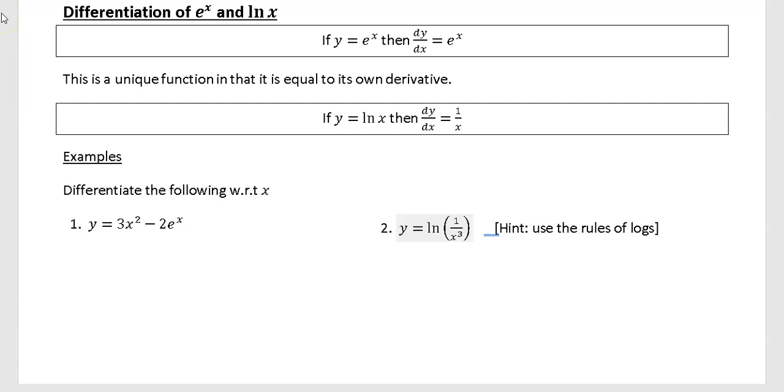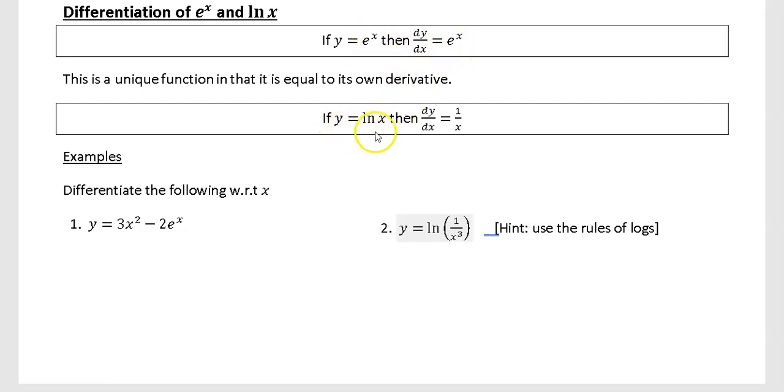In this video we're going to look at how we differentiate the exponential function e to the x and the log function ln of x. Now ln of x, remember, is log to the base e, so it is a natural log. So two results here which we're going to use. If y is equal to e to the x, then dy by dx is still equal to e to the x. It's a strange one. Differentiate e to the x, you just get e to the x.